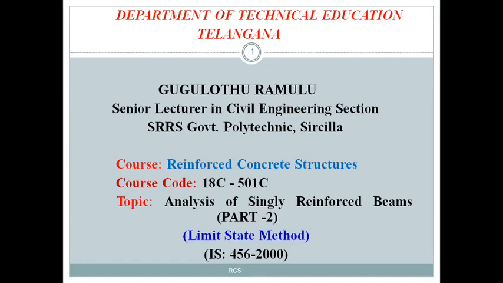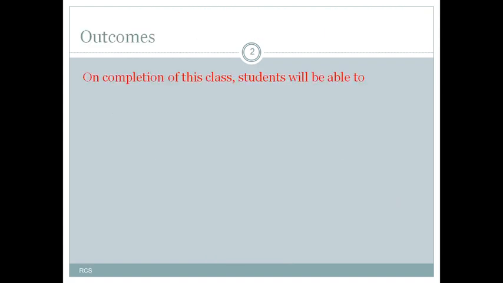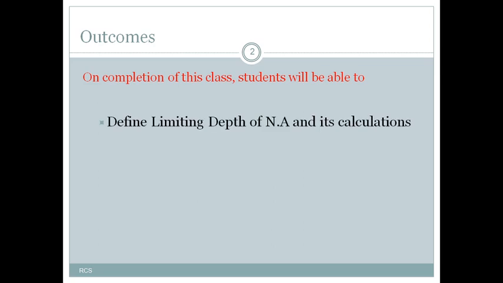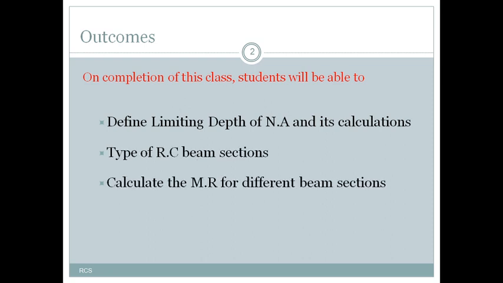In this lecture, I am going to discuss a continuation of our previous lecture on analysis of singly reinforced beams. The outcomes of today's lecture are, on completion of this class, you will be able to know the definition of limiting depth of neutral axis and how it can be calculated, and know the different types of RC beam sections, and according to that particular RC beam section you will be able to calculate the moment of resistance.